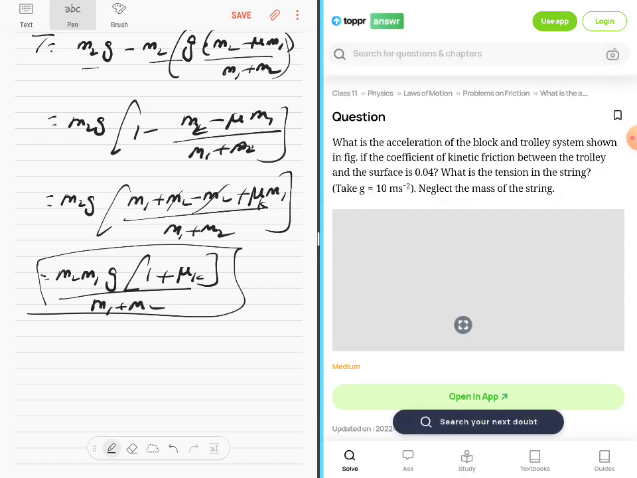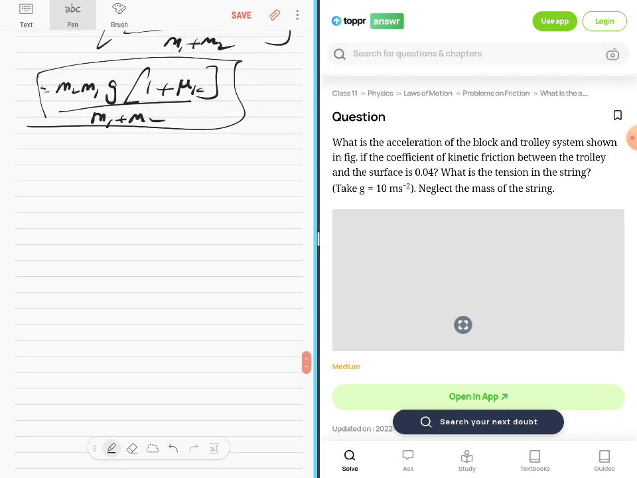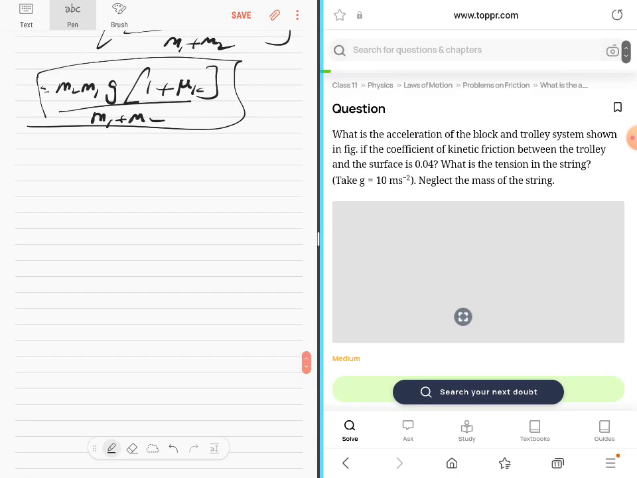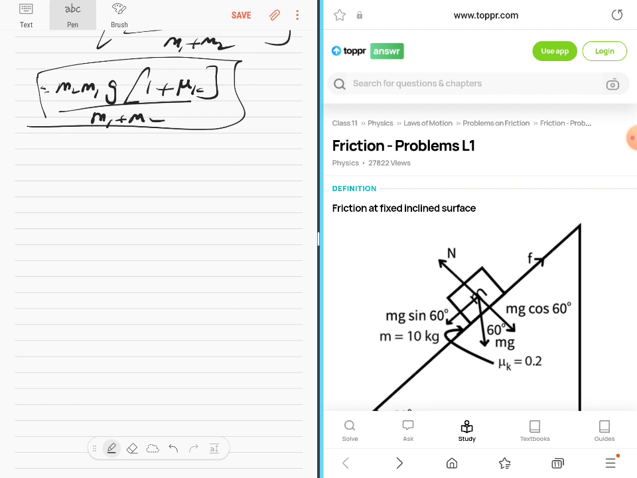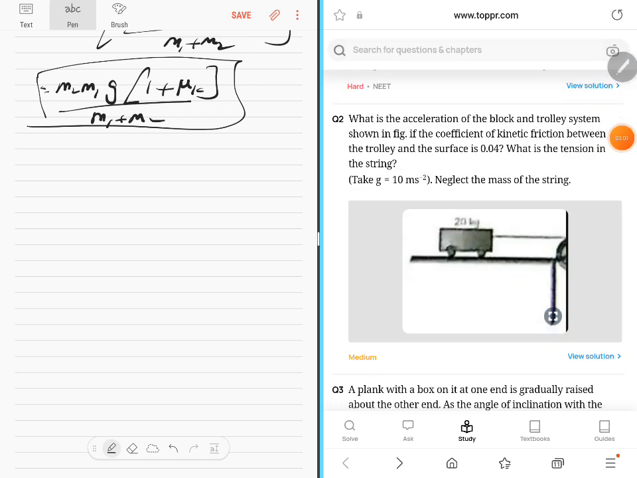So this is the next question. There is a block and trolley system. What is the question here? That's a diagram. One second, hold on. So now it's getting recorded. Can you see this is the question, the second question in this PDF?